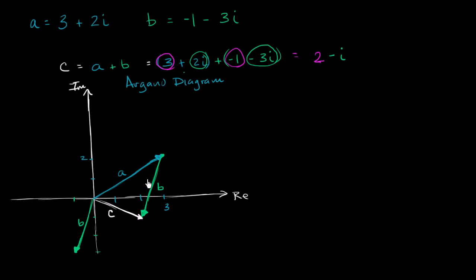So you were able to add these two complex numbers. You could visualize adding them the same way that you would visualize adding two vectors in the traditional coordinate plane. And it makes complete sense, because when you're adding these complex numbers, you're keeping the real part separate, and these are essentially the horizontal components of the vector, and you're keeping the imaginary part separate, and that's essentially the vertical parts of these vectors.